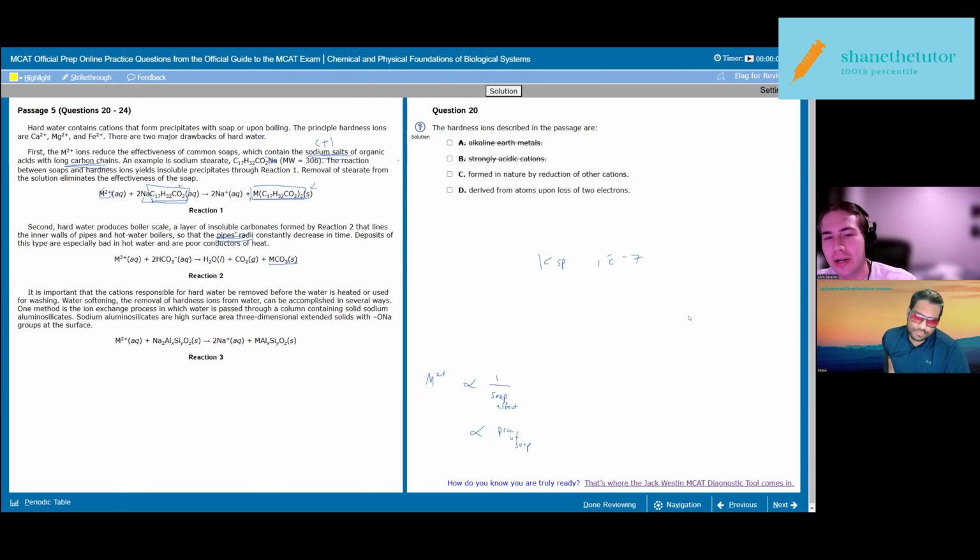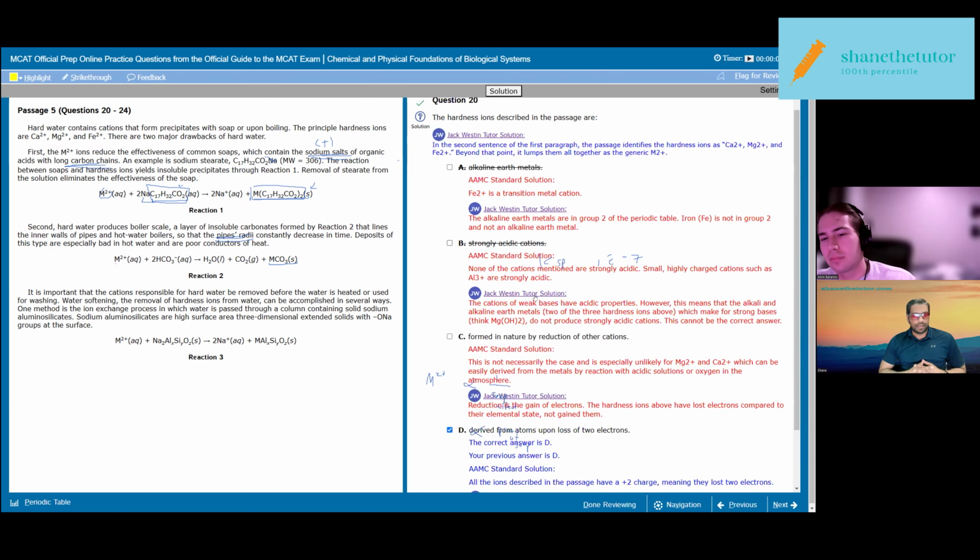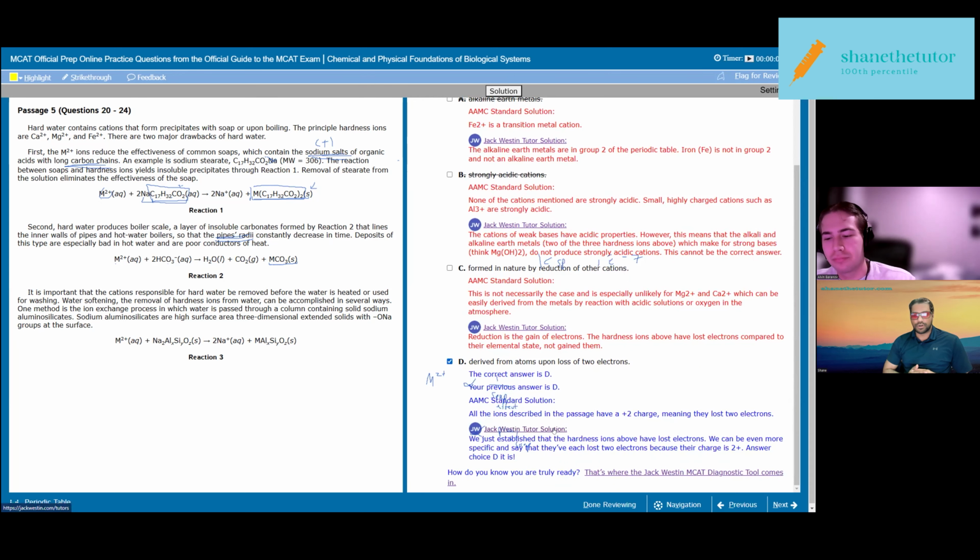Formed in nature by reduction of other cations. Reduction is gaining electrons, so other cations are gaining electrons. Seems weird. I think they mean if you had something with 3 plus and it gains an electron, it'd be 2 plus. That's something that is absolutely true, because that's what gives them a +2 charge.